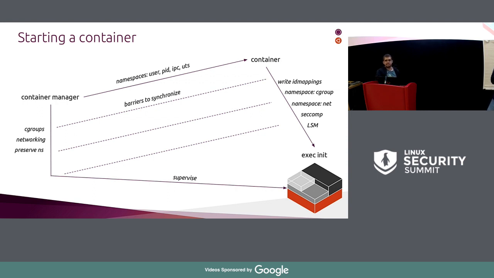And then it also writes its own LSM profile. The way we usually do this is by providing barriers to synchronize. Barriers is a fancy way of saying, for example, you can do this via sockets and send messages that indicate when the container manager is done and tell the container process to go on. And then finally, when the container process has finished setting itself up, it execs the init binary.